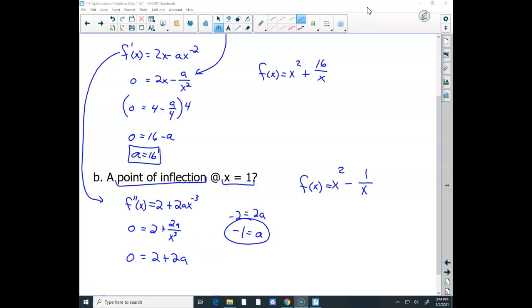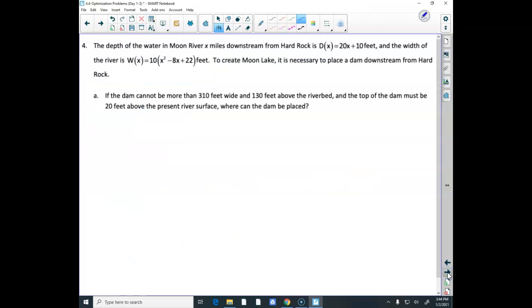So as I said before, if you plug in f of x equals x squared minus 1 over x, you will find out that at x equals 1, we will have a point of inflection when that a value was negative 1. With all the glitches going on, I'm really hoping that this isn't going to go. So we're going to do the other part.